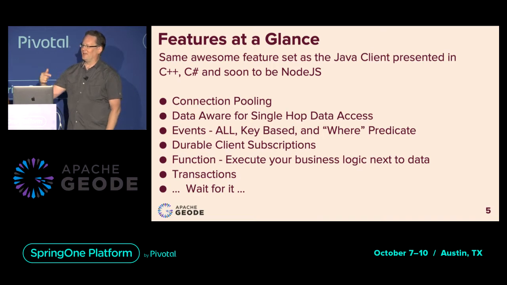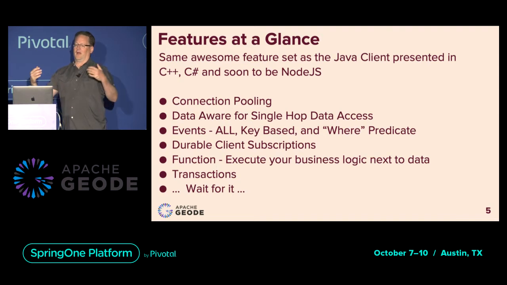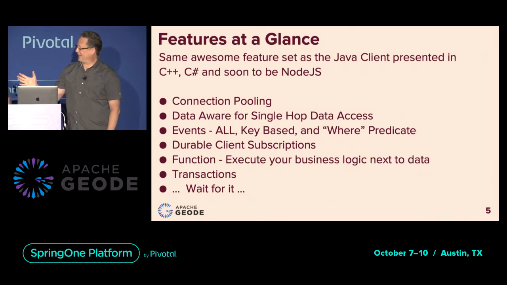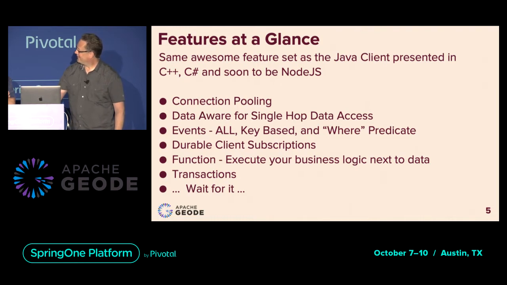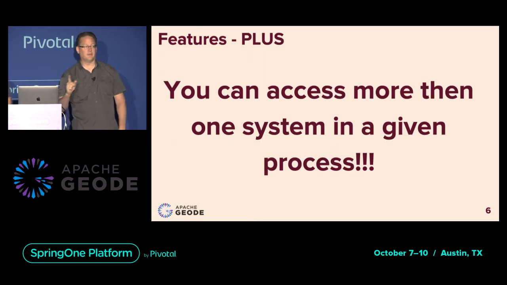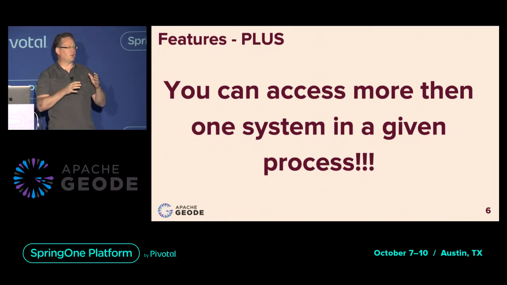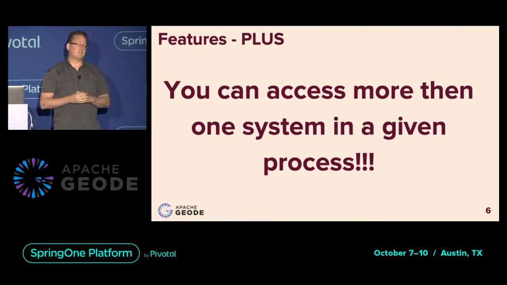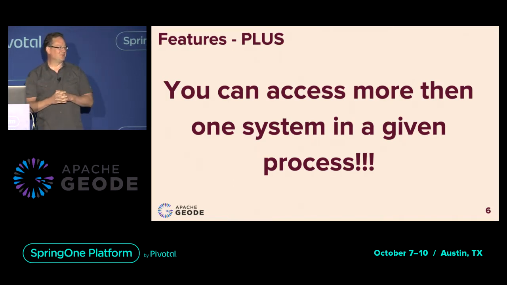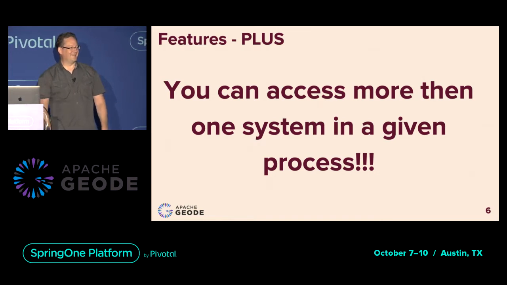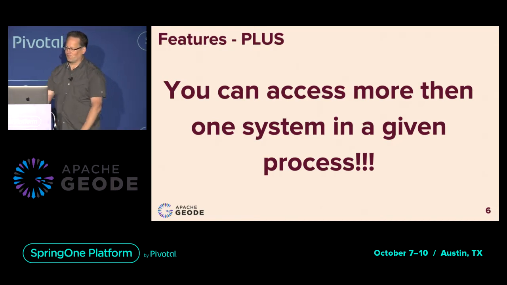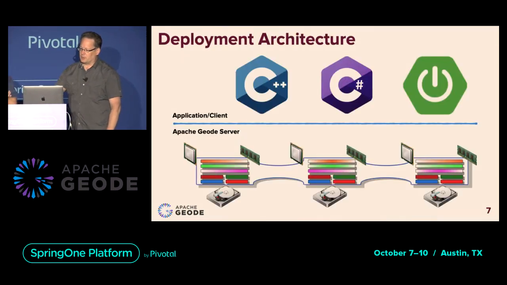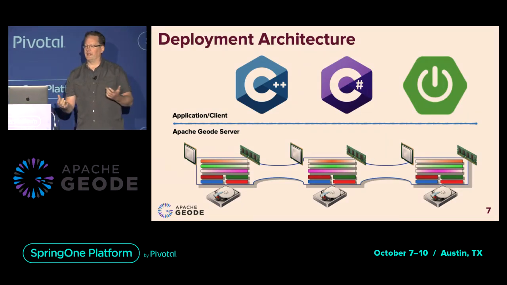Transactions, right? So we can do transactions, totally ACID transactions. One of the things that I'm kind of happy about that the Native Client actually has is we can do one thing better than the Java client. We can have more than one access of a distributed system in one client. There are not many use cases for it, but if you wanted to architect it that way, you can set up multiple caches in a given process. So what does our typical deployment architecture look like?